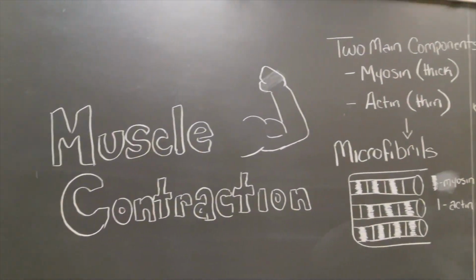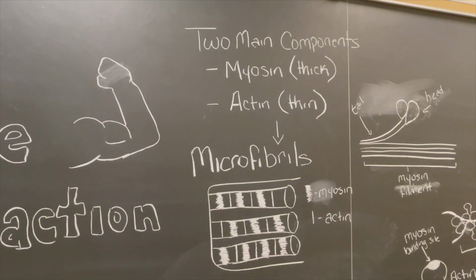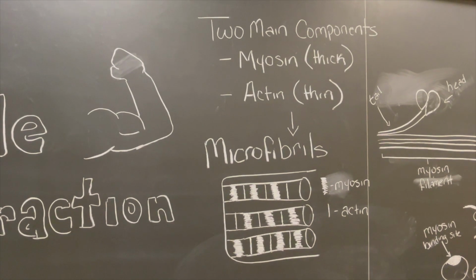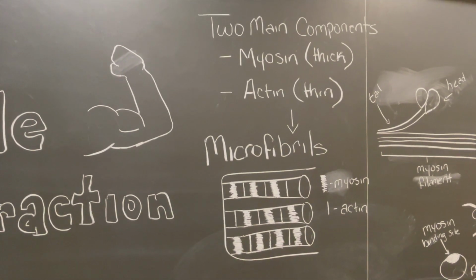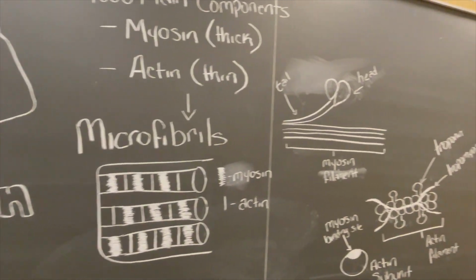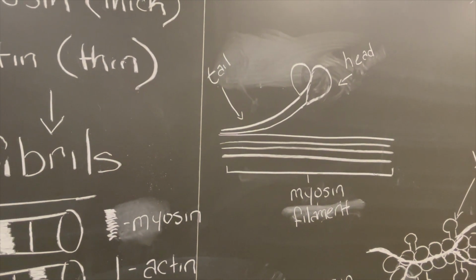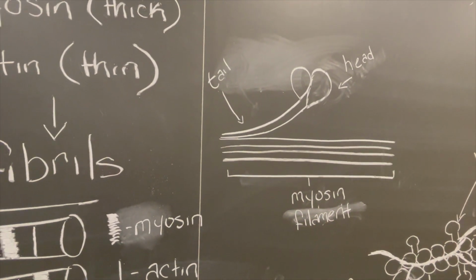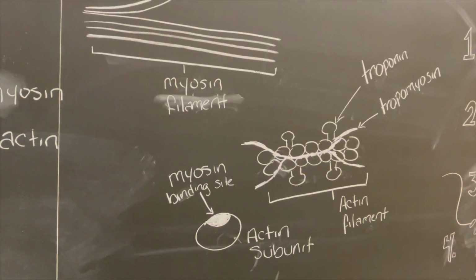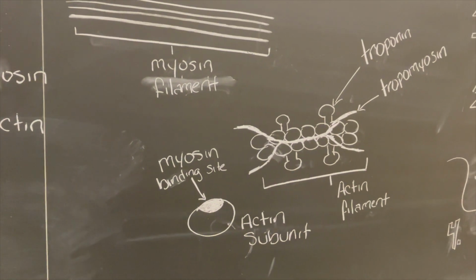The two main components of this process are protein filaments, myosin or thick filaments, and actin, thin filaments. These can both be found in a microfibril, which is an organelle in the muscle cell. To describe myosin, it is made up of 6 chains, 2 of which have the myosin head, which is key for muscle contraction. Actin filaments are made up of proteins that have myosin binding sites.